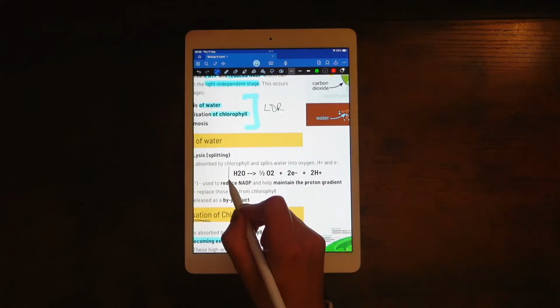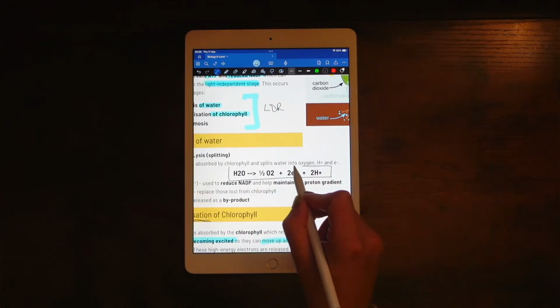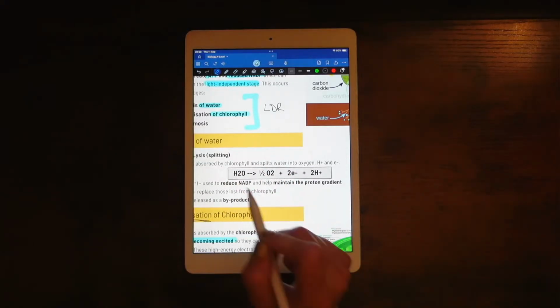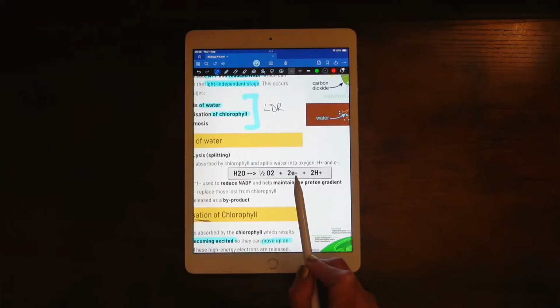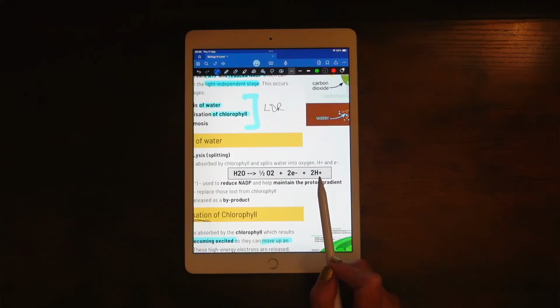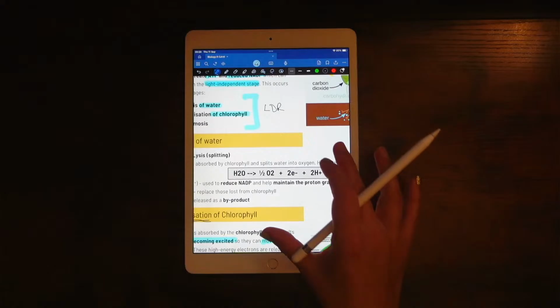Scribble that out. This is our equation. So you need to know it's water split into O2, electrons, hydrogen ions, or protons. Yeah, excellent. I can see someone had that on, quite a few of you got it coming in on YouTube.